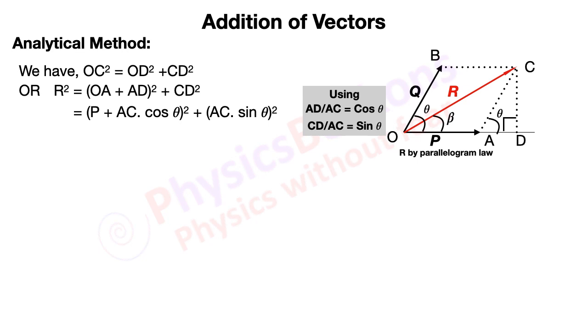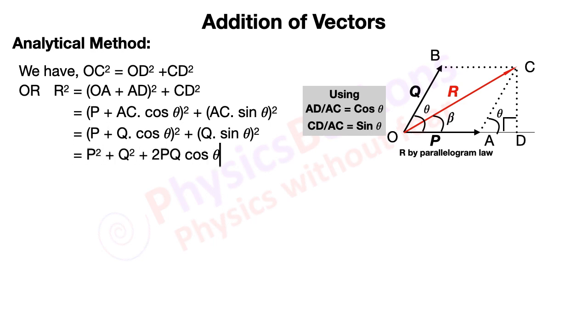OA we know is P. AD is AC cos theta. CD is AC sin theta. You can use these values. AC is Q. So you get P plus Q cos theta whole square plus Q sin theta whole square. You can open these brackets. The net result will be P square plus Q square plus 2PQ cos theta, or R will be equal to square root of P square plus Q square plus 2PQ cos theta.